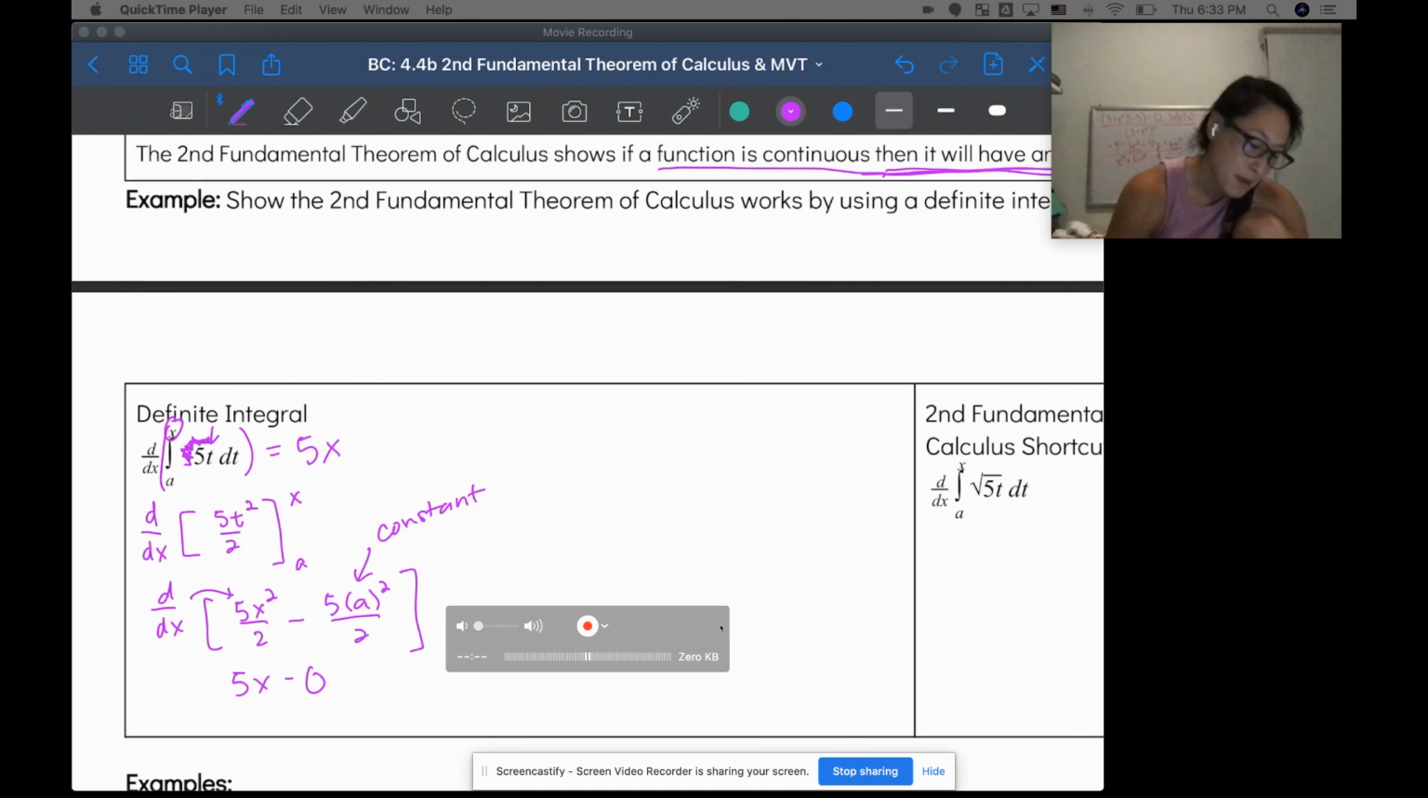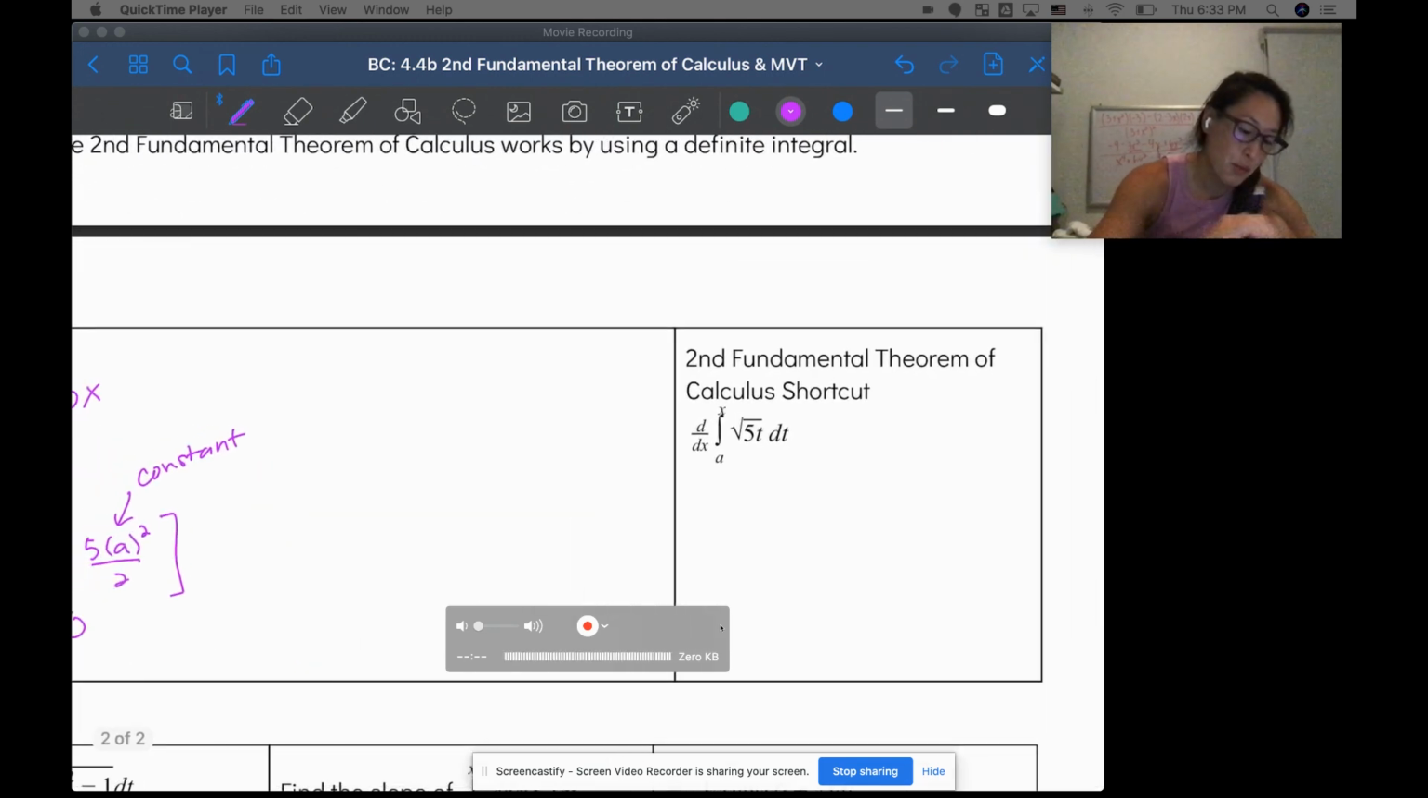It's the inside function with the t replaced with the upper bound. Whoa. Okay, so the shortcut: d dx of the integral from a to x of 5t dt is like, the integral and the derivative are going to cancel each other, but I need to make sure that I plug in that x, so 5x.